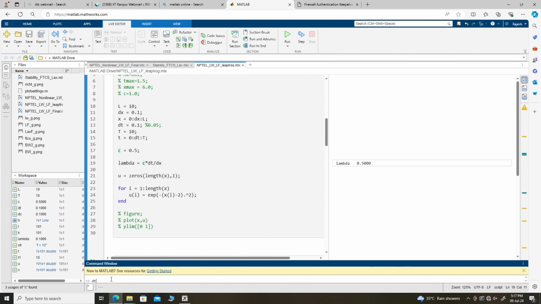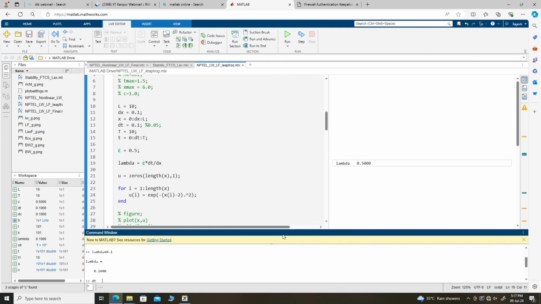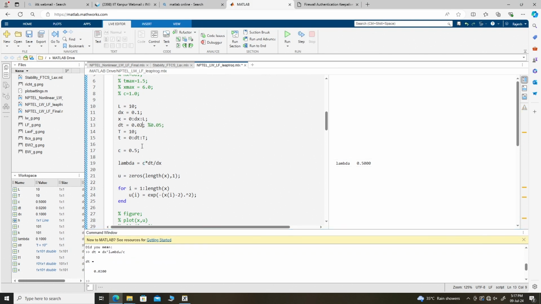So, dt will become dx into lambda by c, okay. So, that is 0.02. Let us use the value of 0.02, and then just run it.